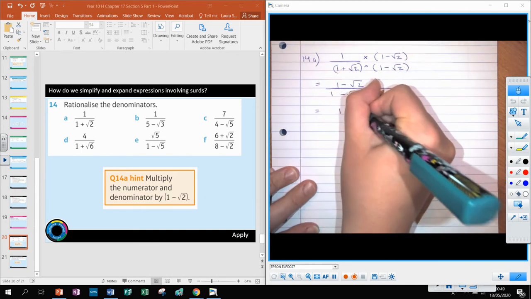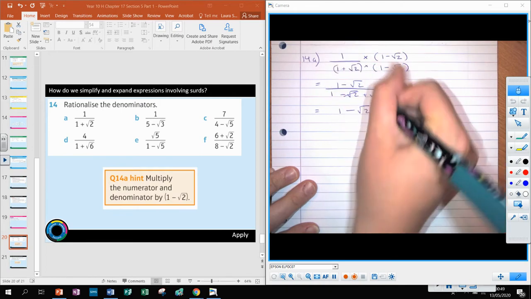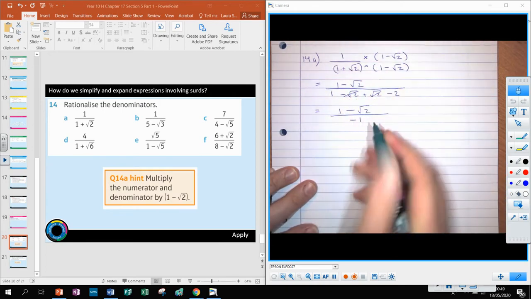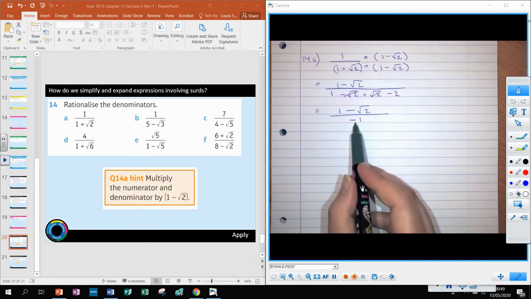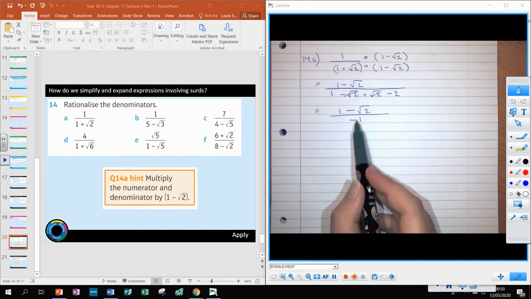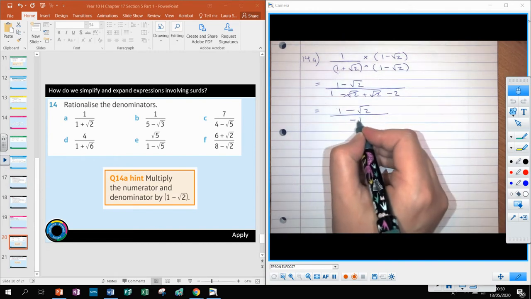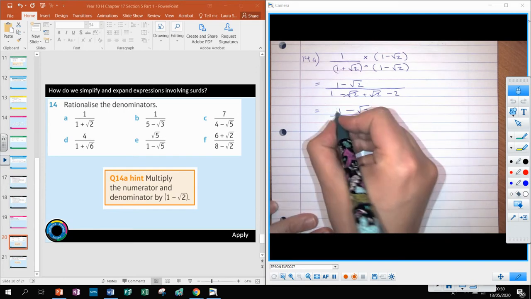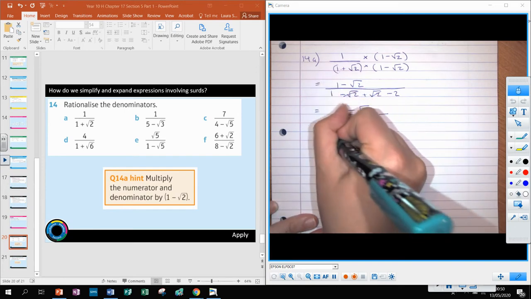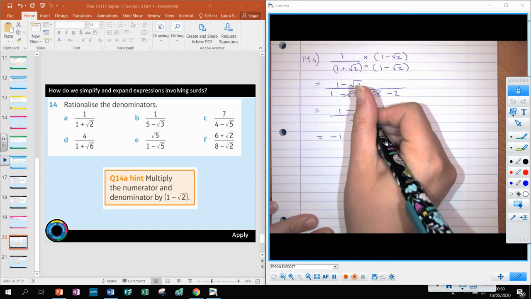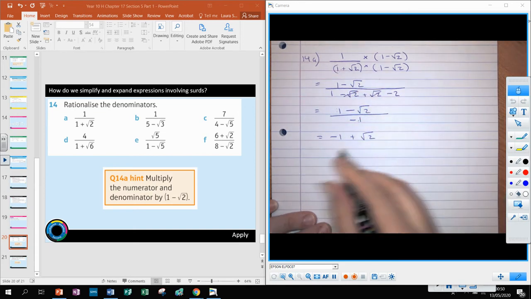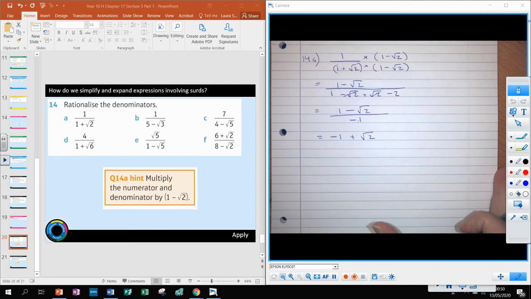So we get 1 minus root 2. Remember, those cancel out. So 1 take away the 2 gives me negative 1. Now, we don't like to have the negative 1 on the bottom, so we're actually going to divide the top and bottom by the negative 1. When I do that, I'm going to get negative 1, so 1 divided by negative 1, and then the negative root 2 divided by negative 1 will be plus root 2. We can leave that as our final answer. That's perfectly fine.